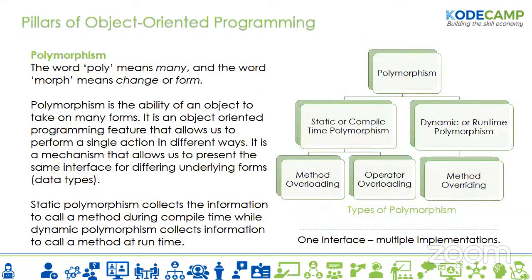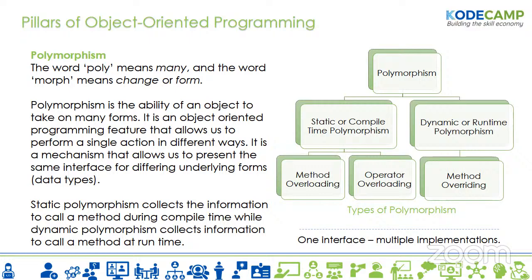Now, the next thing we want to look into is called polymorphism. The word poly means many, and the word morph means change of form. So in a nutshell, polymorphism is the ability of an object, in the object-oriented programming concept, to take on many forms. Okay, the ability of an object to take on many forms.